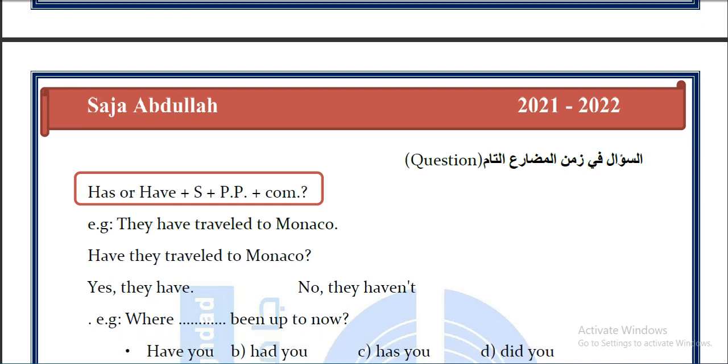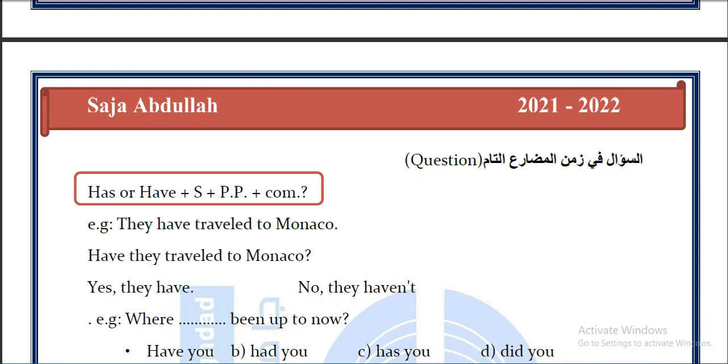With a question, what should we use? Has or have plus subject, plus past participle, plus the complete sentence with a question mark. They have traveled to Monaco. Have they traveled to Monaco? What do we have? We use have at the beginning of the sentence. Yes, they have, or no, they haven't.